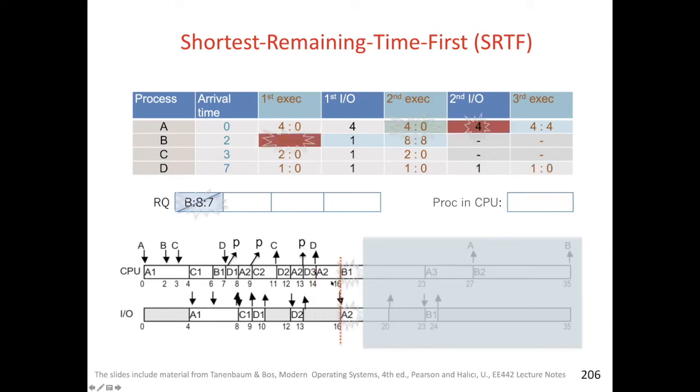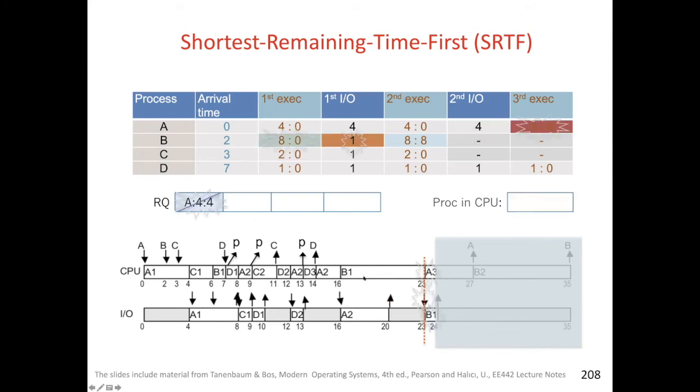At time 16, process A finishes its second execution. It goes to the device queue and starts its I/O operation. We have only process B in the ready queue, so it continues its first execution. At 20, process A finishes its I/O operation. It enters the ready queue because the remaining time for process B is 3.